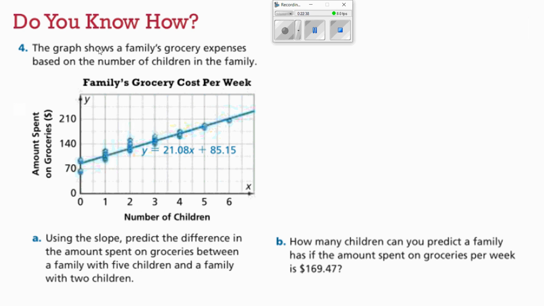Number 4 says the graph shows a family's grocery expenses based on the number of children in the family. Makes sense. The more children you have, the more your grocery bill is going to be. Using the slope, predict the difference in the amount spent in groceries between a family with 5 children and a family with 2 children. They've given us the formula here, which makes it pretty easy.